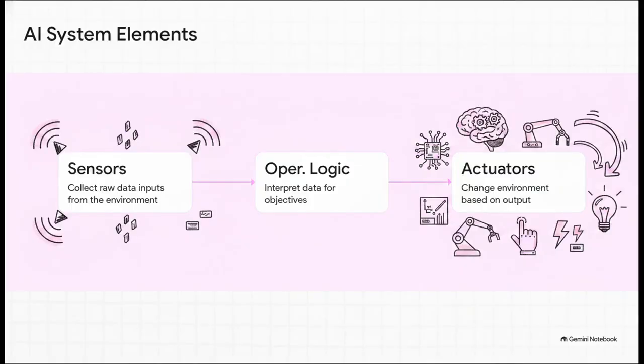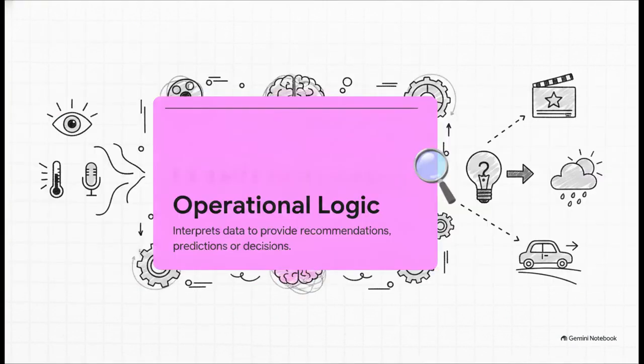So to really get how that evolving reasoning works, we kind of have to look under the hood at how an AI system is actually built. The OECD breaks this down into three main parts. Step 1, sensors. This is simply how the AI collects raw data, basically taking in the world around it. Step 2, operational logic. This is where the AI interprets all that gathered data. And step 3, actuators. This is how the AI actually changes the environment based on its interpretation. So it's this continuous, ongoing cycle, right? Perceive, reason, and act.